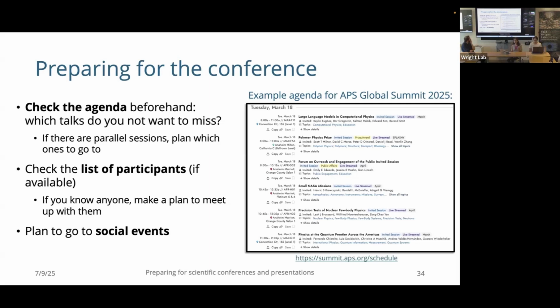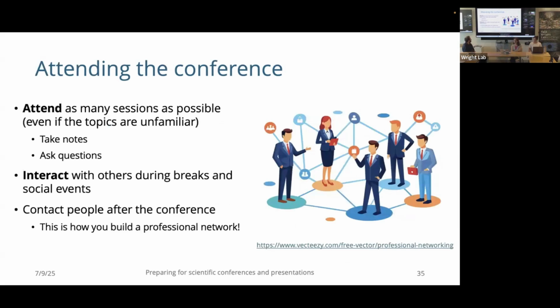And because the point of a conference is to meet people and interact with other people in your field, sometimes they will have a list of participants. You can check that. As you get more advanced in your career, you might start building a network and know people. So if you know people at the conference, maybe make a plan to meet up with them. And also plan to go to the social events that are organized through the conference, because that's a really good way to meet people as well.